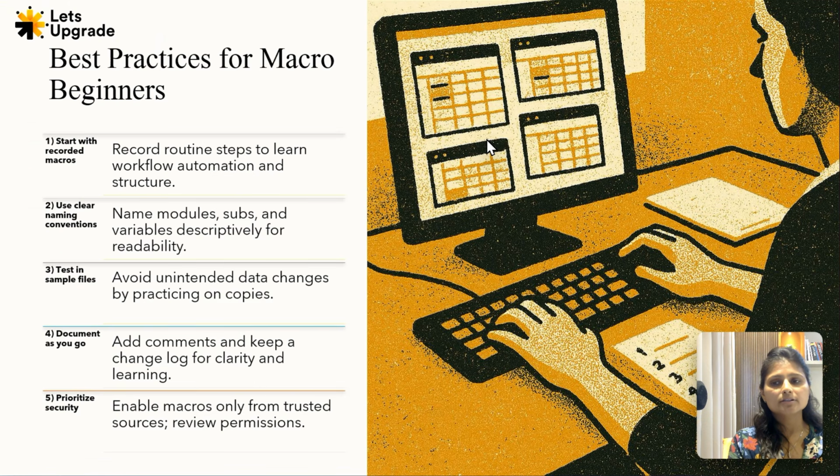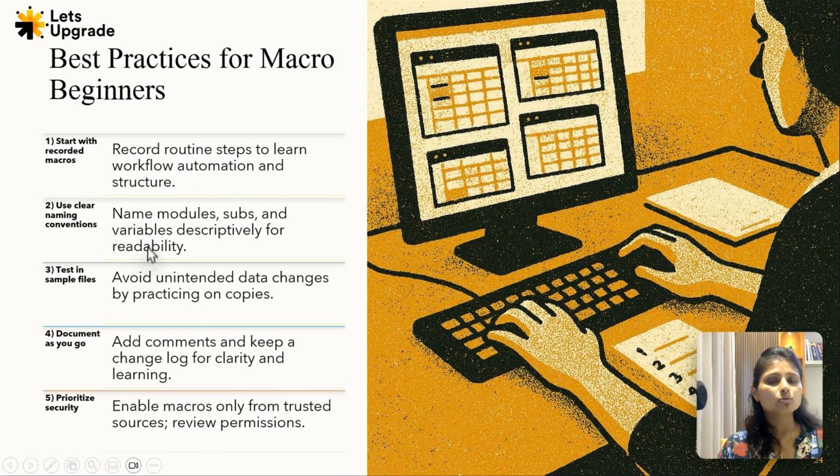Now the point is, how do I start with macro? The first step will be to always start with recorded macros only. That means at the initial level, you may go with recording the macros as we'll be learning today, and automate your structure. Once you're good with that, you can start with writing your codes. But then always make sure that you give good module names, sub processes are named correctly, and all the variables which you're using over there are quite readable.